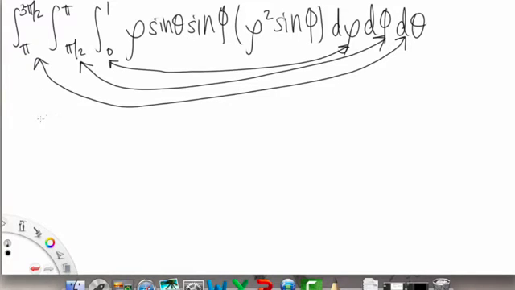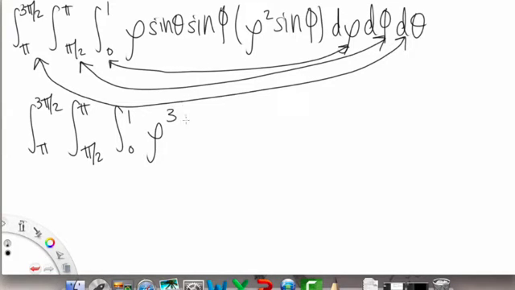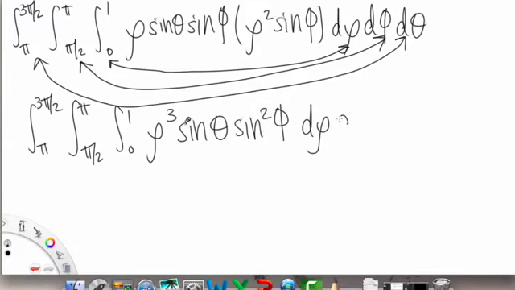And now we'll just combine. So we have pi up to 3 pi over 2, and then pi over 2 up to pi, and then 0 to 1. And we can combine the terms, and we have rho to the third, and then we have sine theta, and then we have a sine squared phi, okay? And then we have, of course, our differentials at the end here, bringing up the rear.